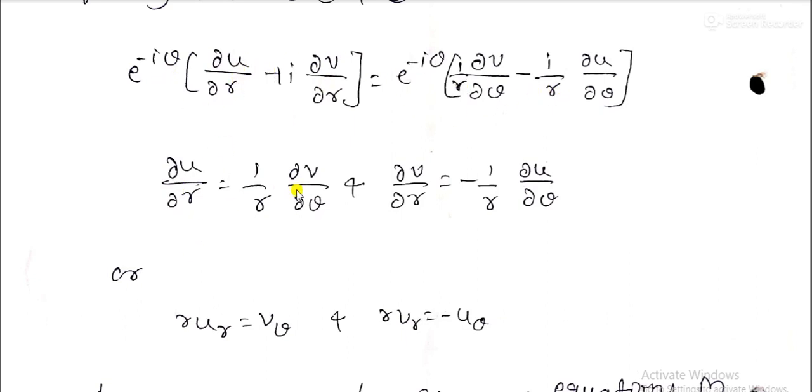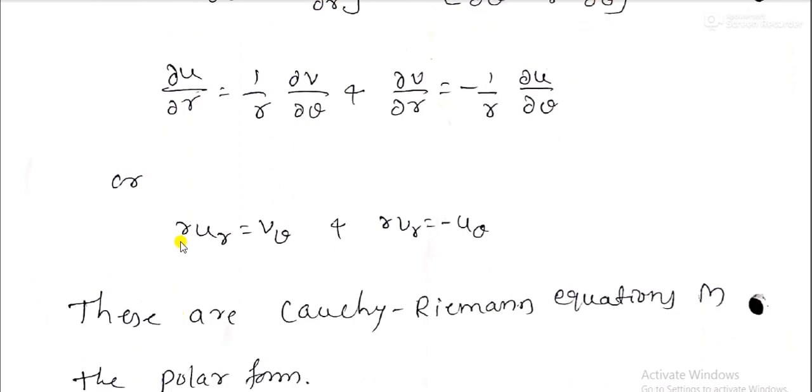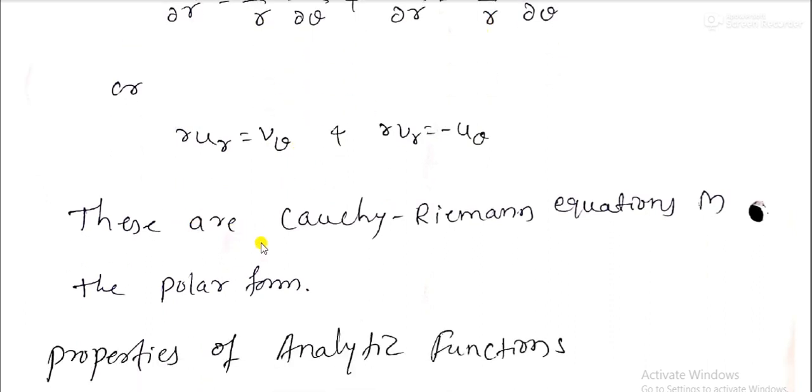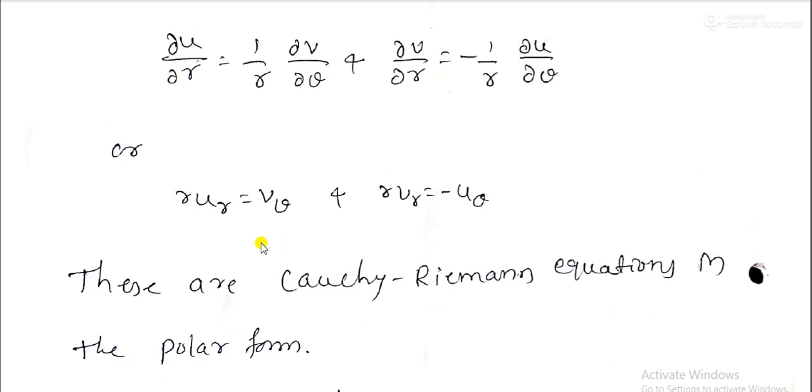Dou u by dou r is equal to 1 upon r dou v by dou theta, and i gets cancelled. Dou v by dou r is equal to minus 1 upon r dou u by dou theta, or r into u_r is equal to v_theta and r into v_r is equal to minus u_theta. Transposing r to this side, these are the Cauchy-Riemann equations in polar form. Okay, so this gives the Cauchy-Riemann equations in polar form. Thank you.